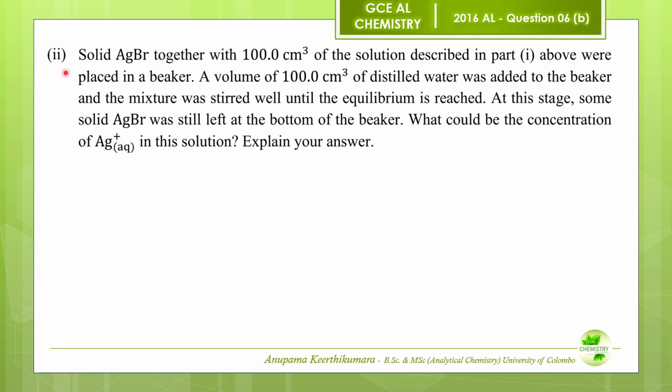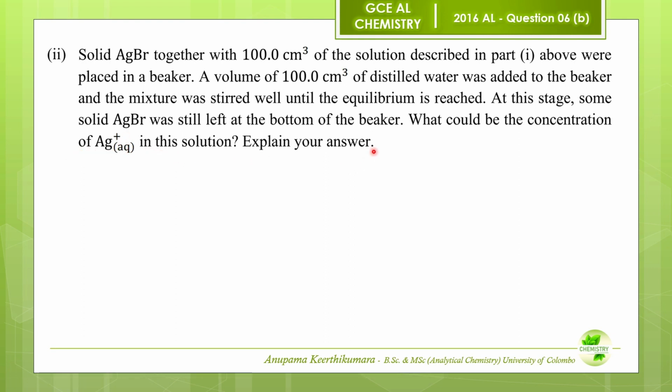Question number 2. Solid AgBr together with 100 cubic centimeters of the solution described in part 1 above were placed in a beaker. A volume of 100 cubic centimeters of distilled water was added to the beaker and the mixture was stirred well until the equilibrium is reached. At this stage, some solid AgBr was still left at the bottom of the beaker. What could be the concentration of aqueous Ag plus ions in this solution?